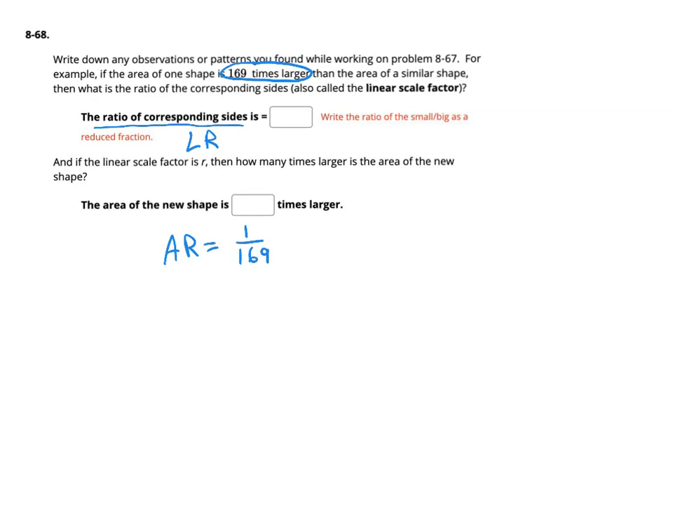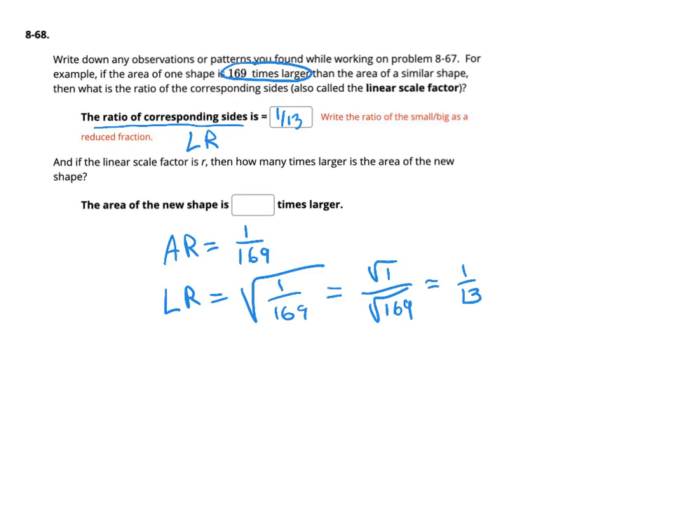So if we have to square the linear ratio to get the area ratio, that means we have to square root the area ratio to get the linear ratio. So we take the square root. When you take the square root of a fraction, you can take the square root of the top and then the square root of the bottom. So in this case, that would be 1 over 13. Now remember that when you're doing these problems, this number up here, this 169, might be different for you. So don't just put in 1 over 13 as your answer, because you have to make sure you set it up as a fraction and you do the square root of whatever your number is.